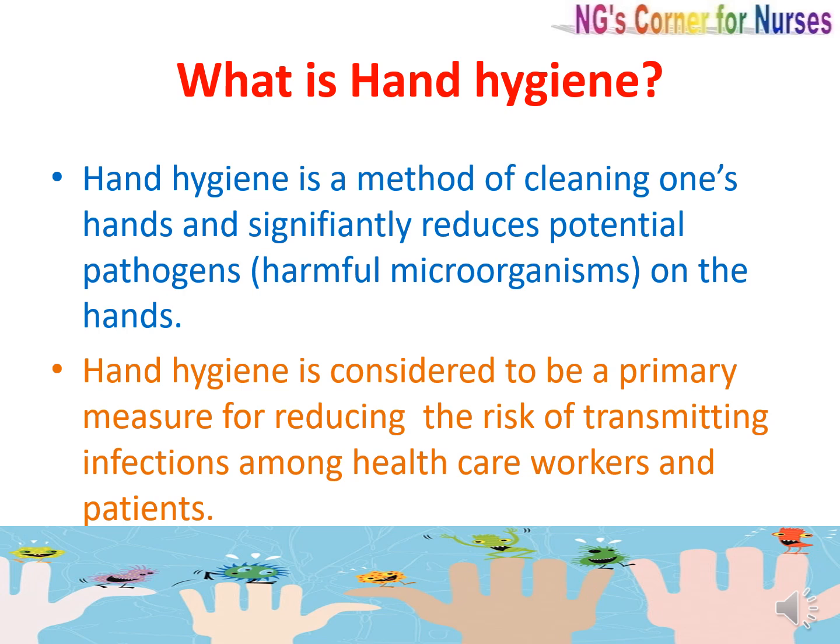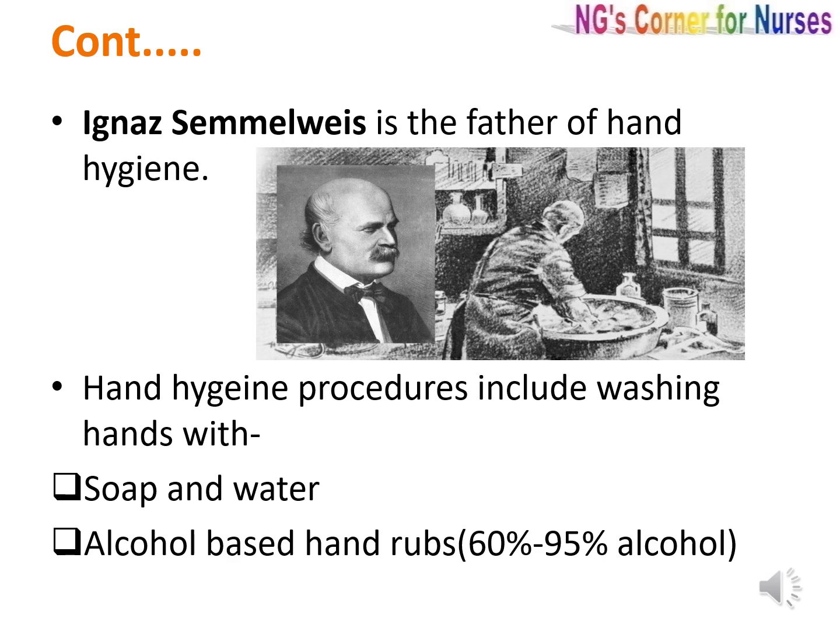Hand hygiene is a method of cleaning one's hands and significantly reduces potential pathogens, which are harmful microorganisms on the hands. Hand hygiene is considered to be a primary measure for reducing the risk of transmitting infections among healthcare workers and patients. Ignaz Semmelweis is the father of hand hygiene. Hand hygiene procedures include washing hands with soap and water or alcohol-based hand rubs, which should be 60% to 95% of alcohol.